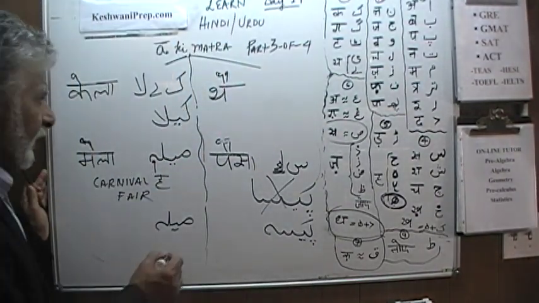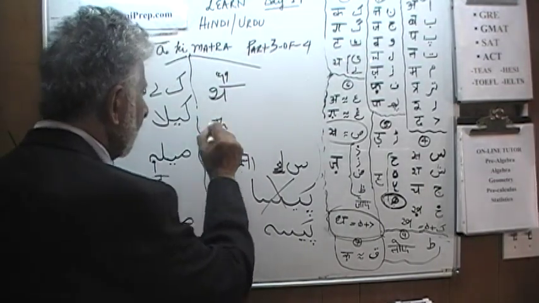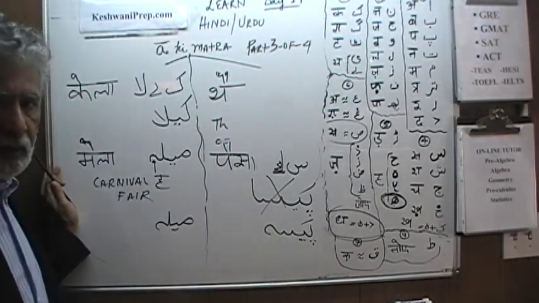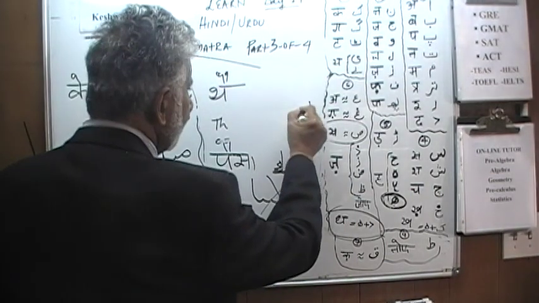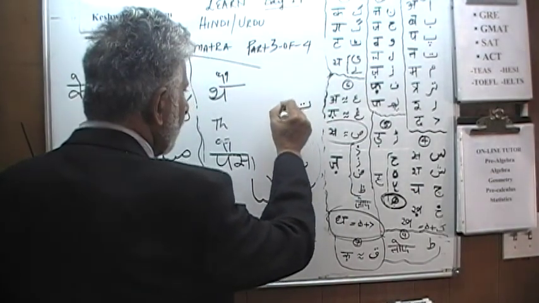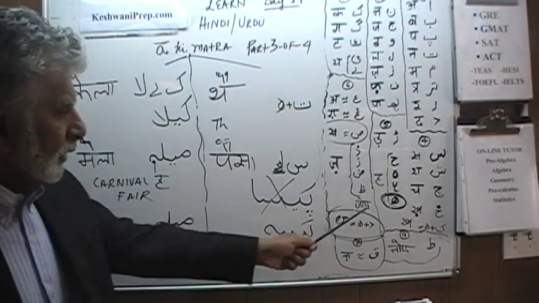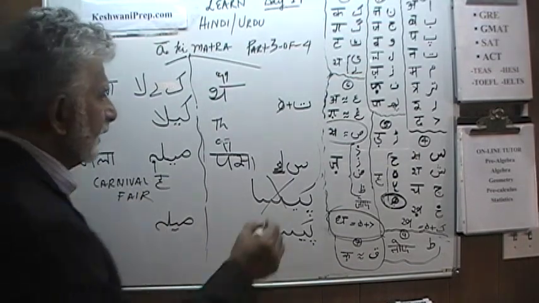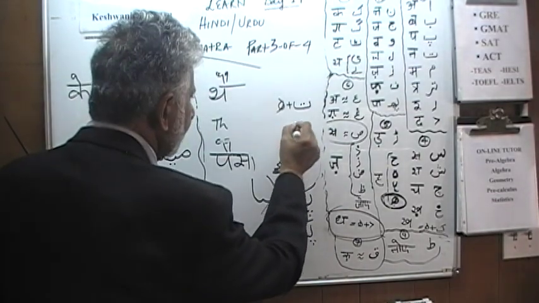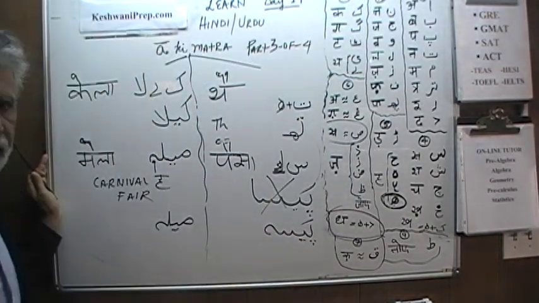Just like if you want to make the sound of T in English, you put T and H, like Thailand. Same thing here. So we have to take a T and join with it a letter called Do Chashmi Hai. When we put them together, it makes a T. That's the only way we can write T.